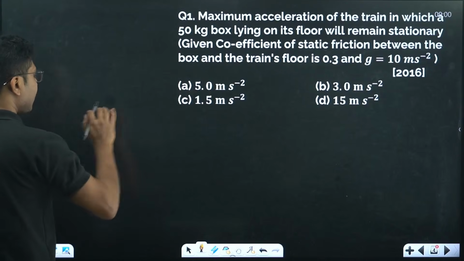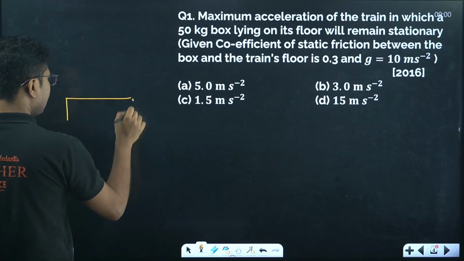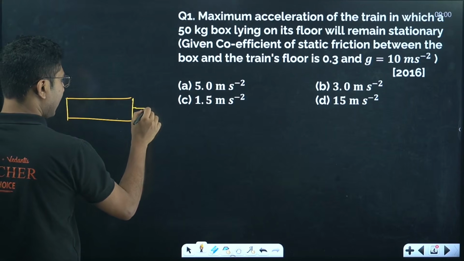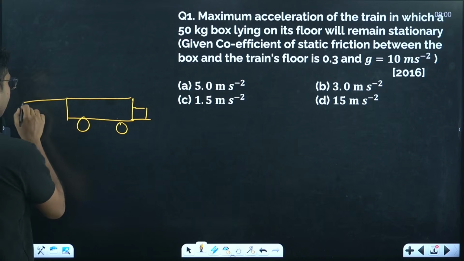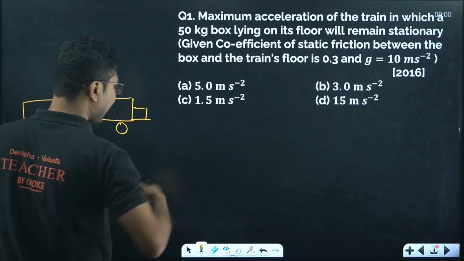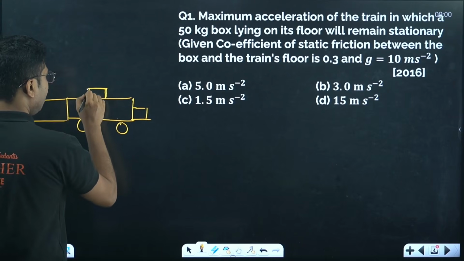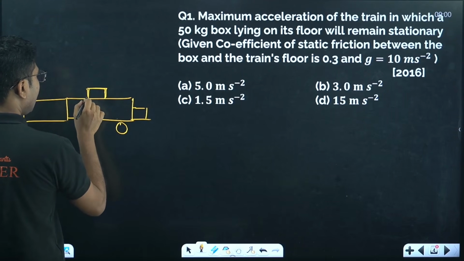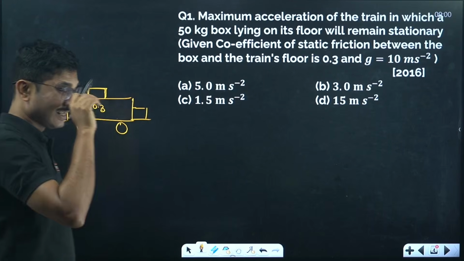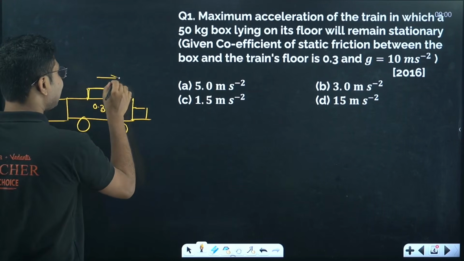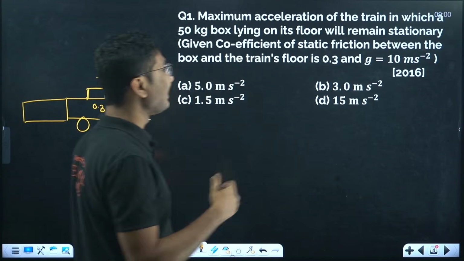So basically, if you read the question properly, it says that there is a train. We all know how a train looks. Suppose this is a train, and there are some other bogies also. We are not interested in the design of the train. Here you kept a box. The coefficient of friction between the floor and the box is 0.3 and gravitational acceleration is 10. Now it asks for the maximum acceleration with which the train can accelerate so that the box remains stationary.